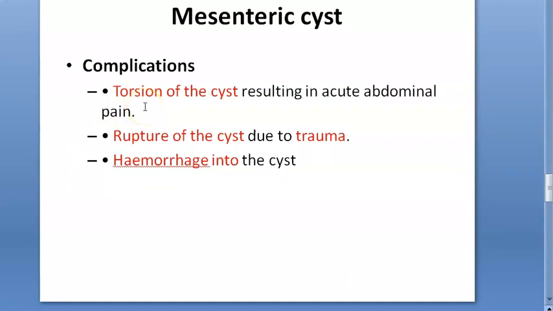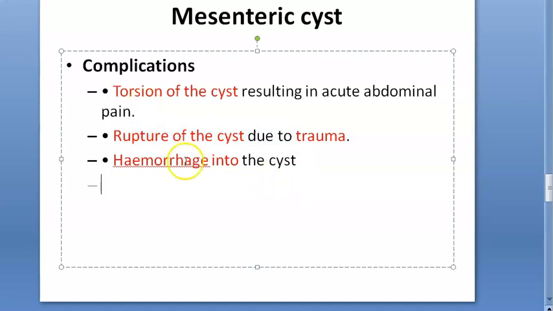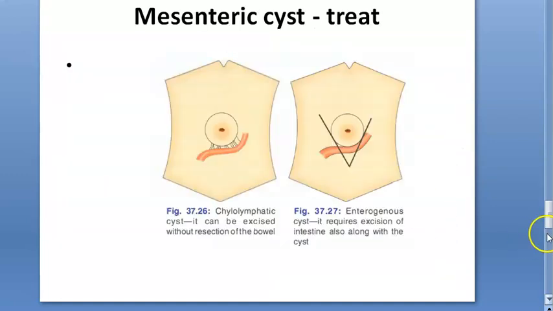Complications if you leave the cyst: it can undergo torsion and result in acute abdominal pain. It can rupture due to trauma. Hemorrhage into the cyst can happen. Now, how do you treat? Like we told you, the chylolymphatic cyst you can excise without resection of the bowel. The enterogenous cyst you will have to excise with the part of the bowel which shares the blood vessels.